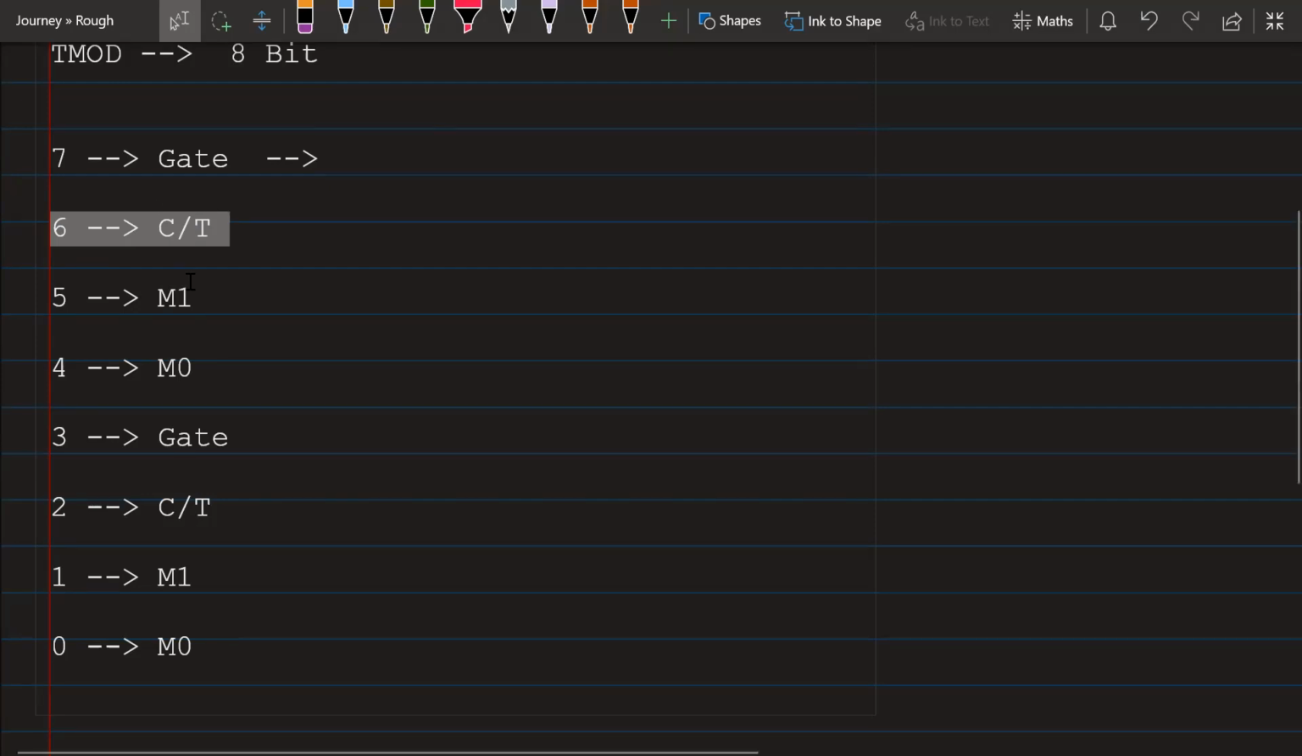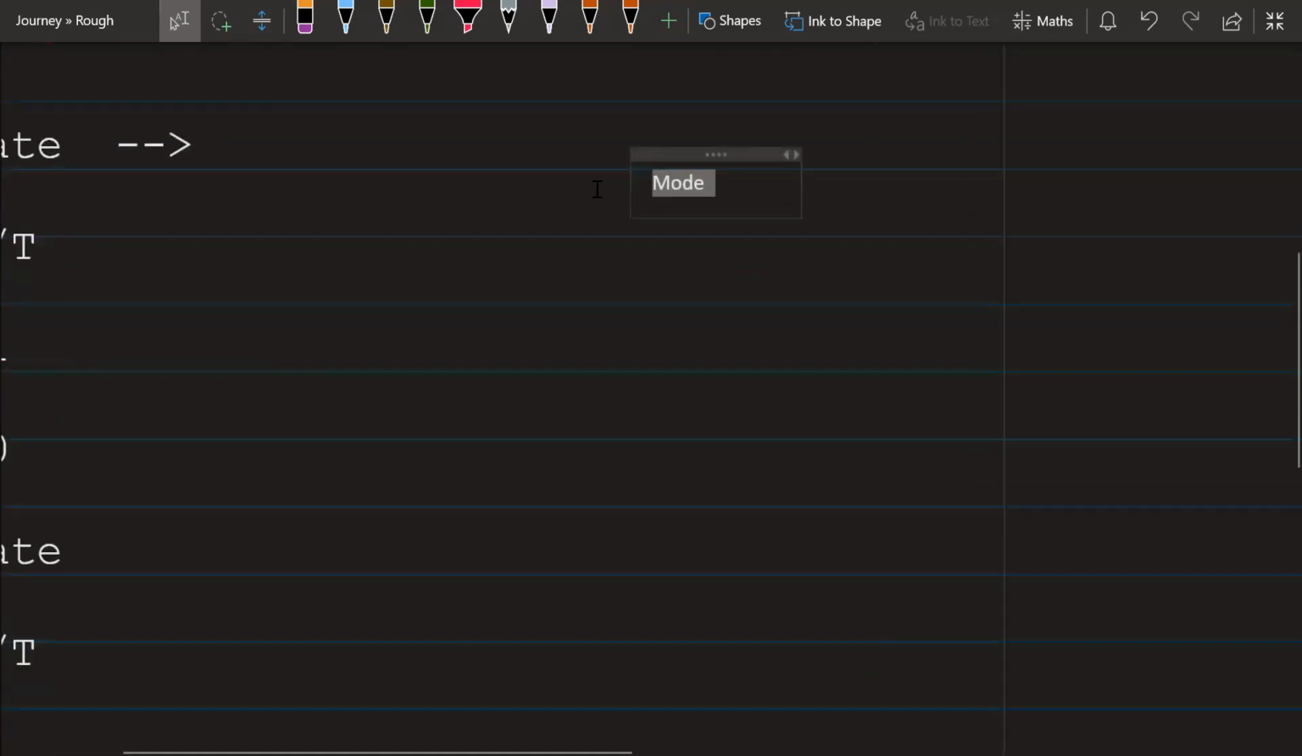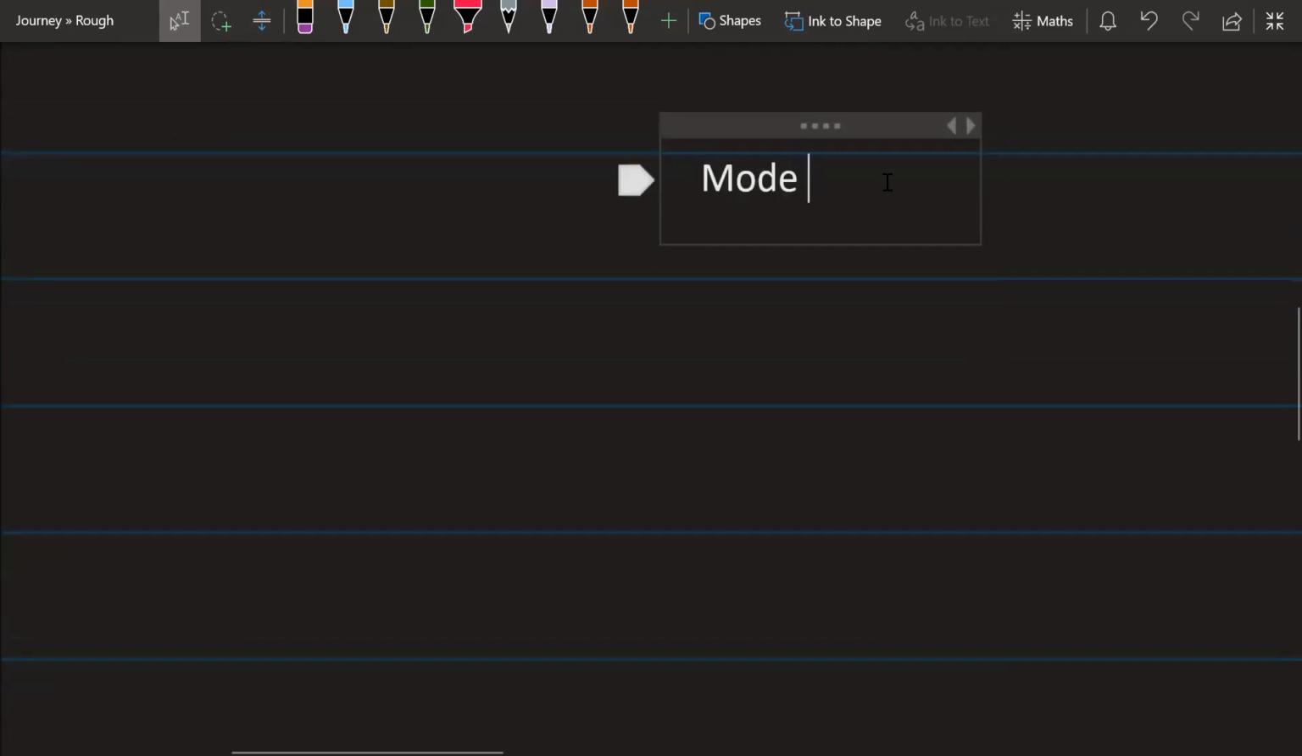Using the mode bits, we can have 4 modes. If M1 M0 is 0 0, then it means mode 0. In mode 0, our timer, which we know is a 16-bit timer, will act like a 13-bit timer.